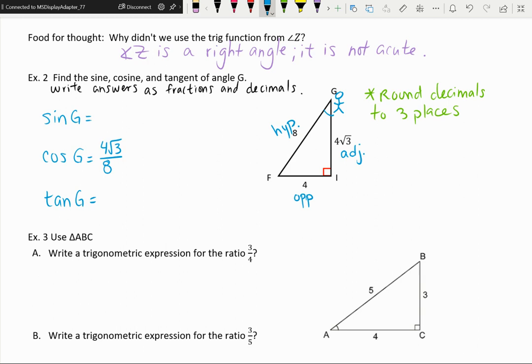Because when I plug this in, I want to do as much of it at once as I can. And so in your calculator, you need to find 4 square root of 3. And then if you have the fraction bar button, you can plug all of it in like it is stated right there, 4 radical 3 all divided by 8. Otherwise, you need to include some parentheses and then divide by 8. Or you can do 4 radical 3, enter, and then divide by 8.